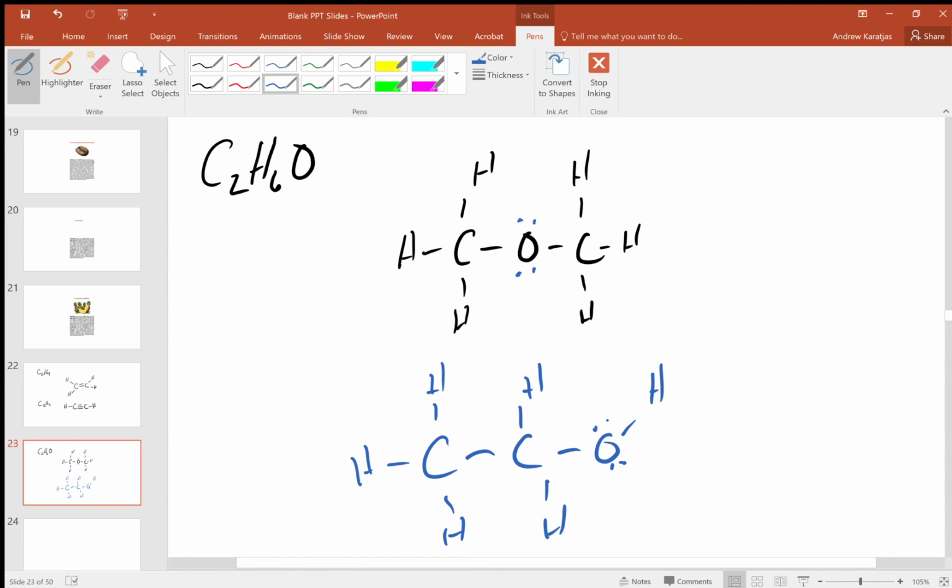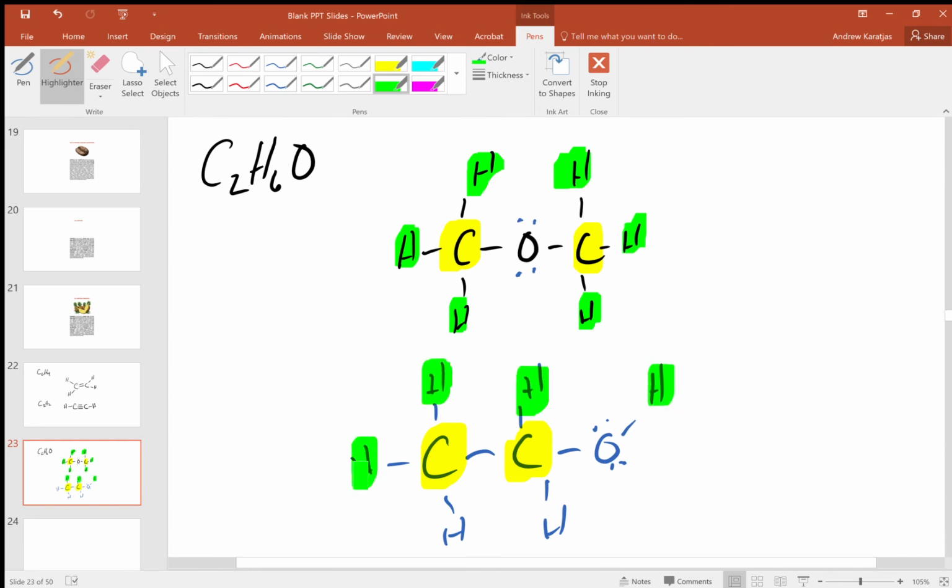Does everyone have an octet? So all of the carbons have 4 single bonds, so they're happy. All of the hydrogens have 1 single bond, so they're happy. Remember that for hydrogen, an octet is the nearest noble gas, which is actually helium with 2 electrons. And the oxygen here has 2 lone pairs and 2 bonds, so it also has an octet. So both of these are valid Lewis structures for C2H6O.